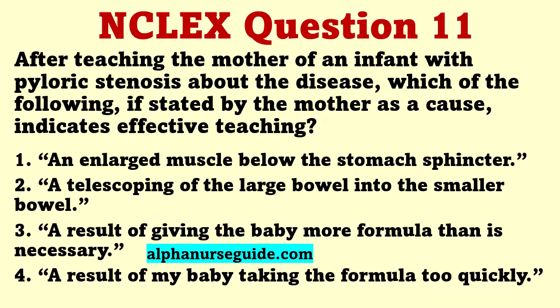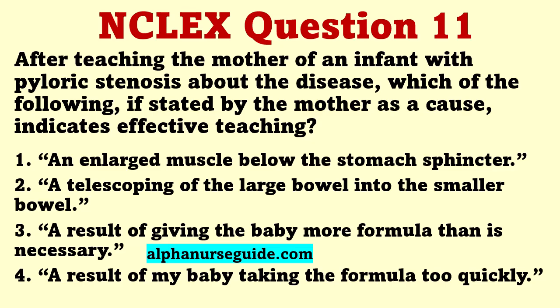After teaching the mother of an infant with pyloric stenosis about the disease, which of the following stated by the mother as a cause indicates effective teaching? 1. An enlarged muscle below the stomach sphincter. 2. A telescoping of the large bowel into the smaller bowel. 3. The result of giving the baby more formula than is necessary. 4. The result of my baby taking the formula too quickly.